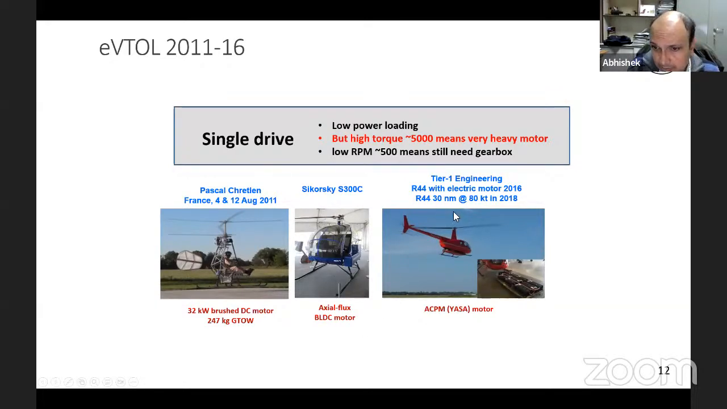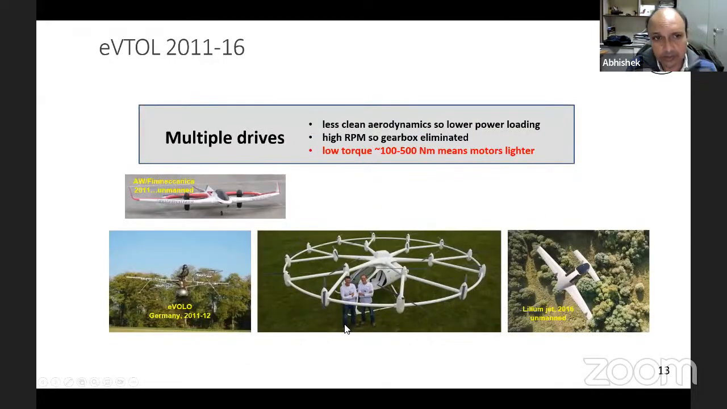And something similar was done for the Yamaha RMAX helicopter, where they converted it from an engine-driven system to an electric motor. Recently there was news, I think sometime back, where they actually used it for transportation of organs. They could achieve a range of 30 nautical miles at a speed of 80 knots, way back in 2018. Some other similar efforts are going on where people are using axial flux BLDC motors. Here they have used this YASA motor, and some other concepts have been tried.